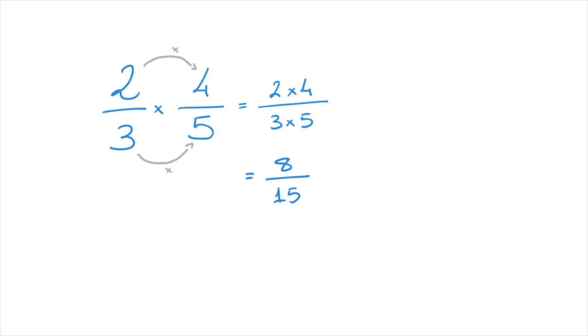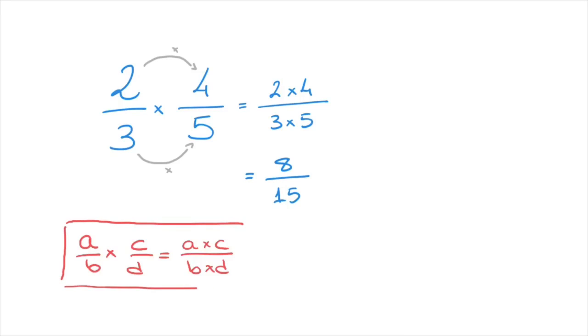The method we've just used could be generalized with a formula, which would look something like this. Given a fraction, a over b, which is multiplying a second fraction, c over d, then this will always equal a times c over b times d. In other words, all we have to do is multiply the two numerators together as well as the two denominators together. Okay, now that we've seen the formula, let's look at one more example.